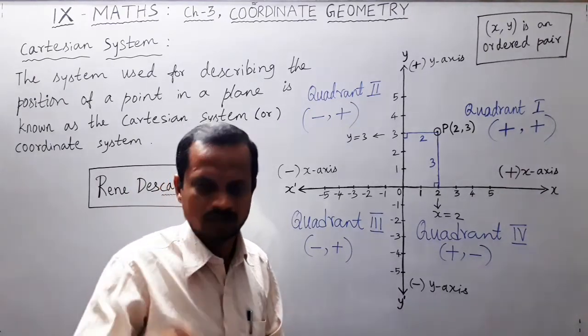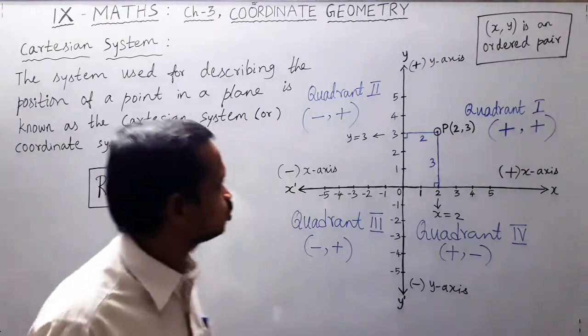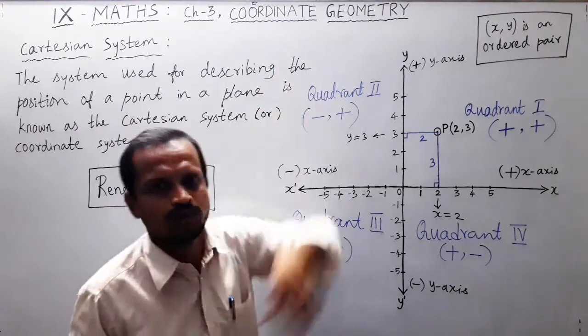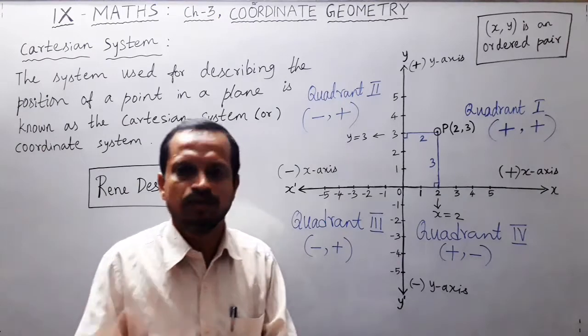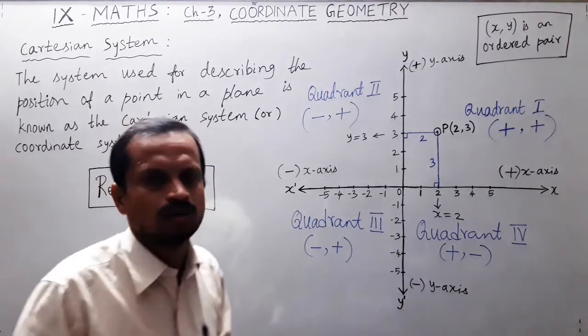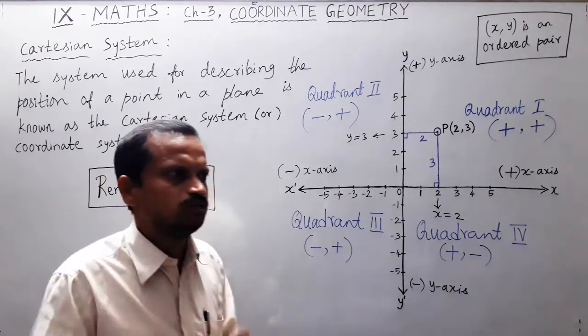points. Okay, coordinates. The point is called a coordinate here. So how are we getting it? That is called coordinate geometry. Okay, solving geometrical problems using the coordinates is called coordinate geometry.